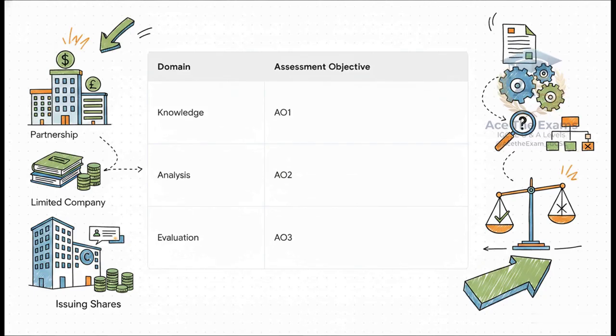Superficial breadth means knowing a little bit about everything, which is just AO1. Analytical depth means taking a specific scenario, like a partnership facing a massive cash flow crisis, and evaluating whether converting to a limited company to issue shares is actually a viable solution. In our digital study suite, Alex would self-correct here and say, so I have to move from what it is to how it works to whether it is actually the right strategic choice for this specific business.